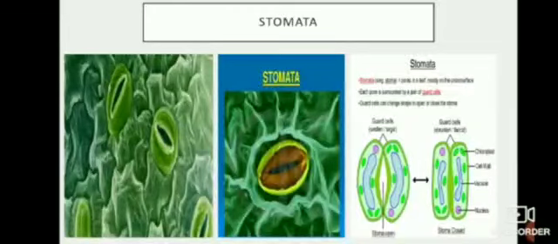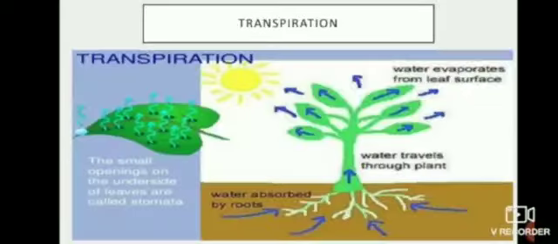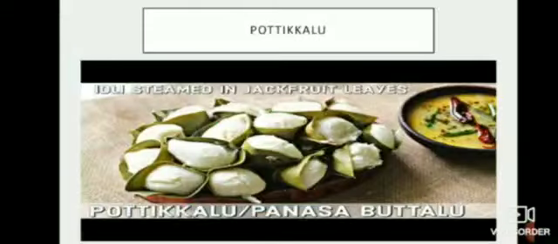Now we go for how transpiration is going on in a leaf. You are seeing this picture. Now you have given in your textbook page number 20 a picture of pottikalu. Now we see what is this food item. It is nothing but idli steamed in jackfruit leaves.